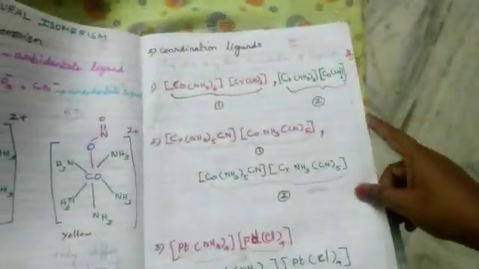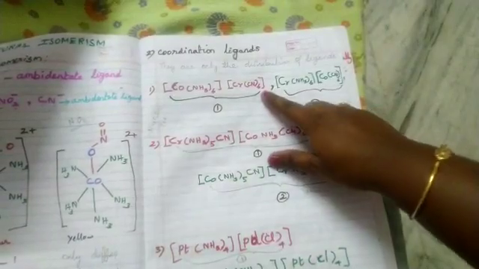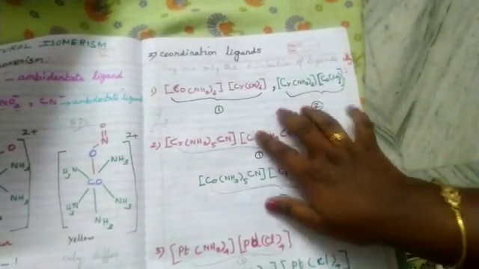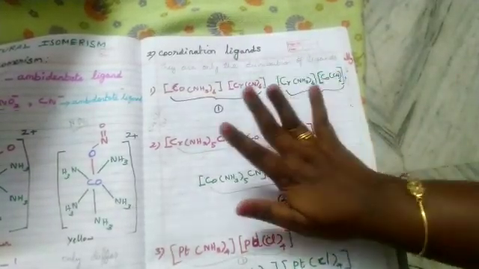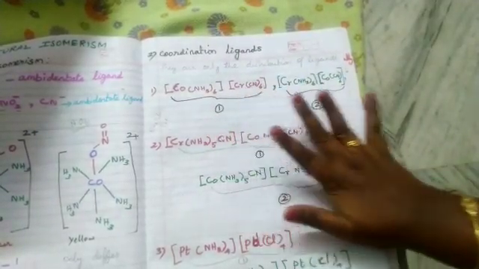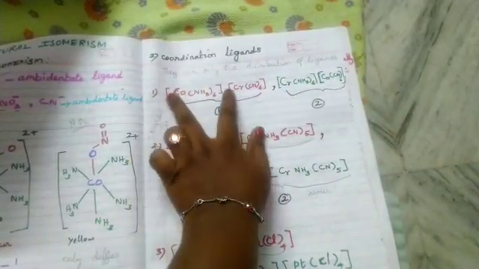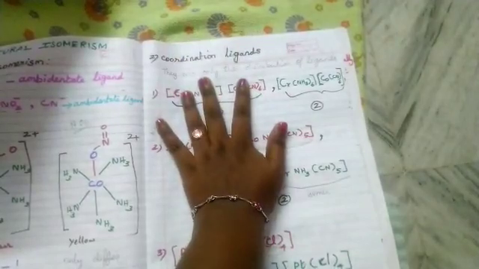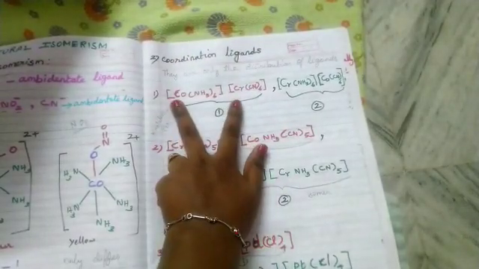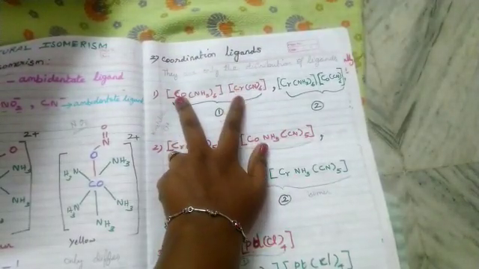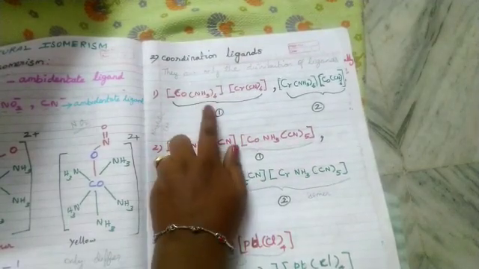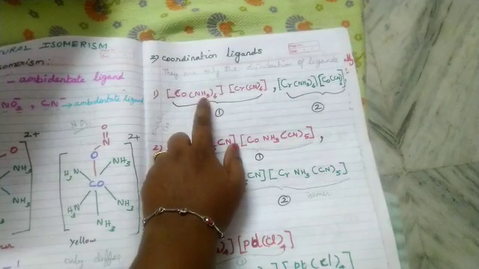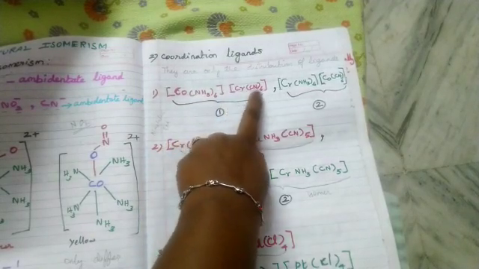What is the next topic? Coordination isomerism. What does coordination isomerism mean? Only the distribution of the ligands differs. Here two types of metal are there, so it is a bimetallic coordination complex. Here cobalt and chromium are there. In the first complex, cobalt is connected with 6 ammonia and chromium is connected with 6 cyanide.